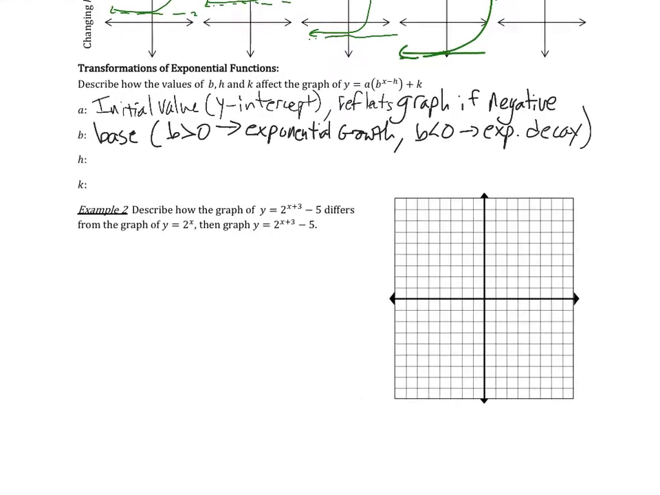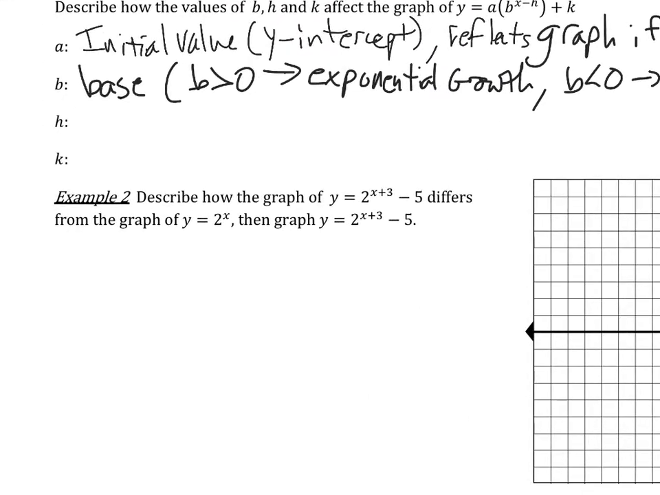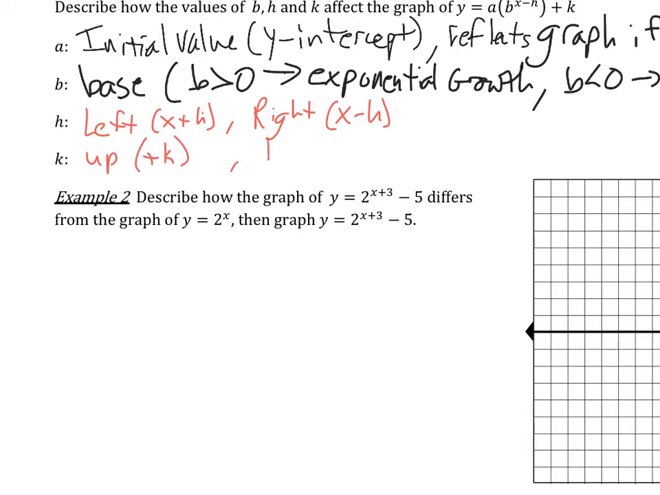Then h and k are our left and right and up and down. h moves it left and right. If we have x plus h, the plus moves it to the left, and it's right if you end up with an exponent that says x minus h. Then the k value is going to move it up for a positive k value and down for a negative k value.